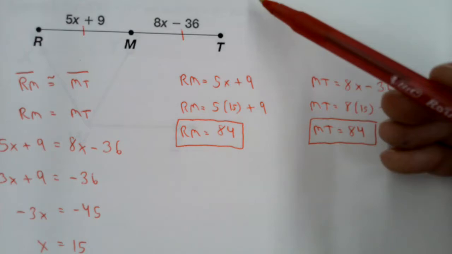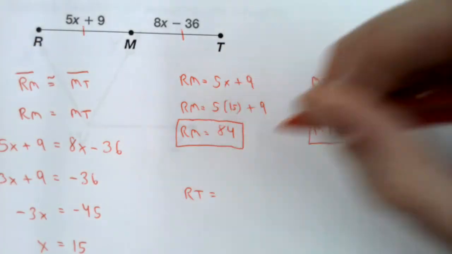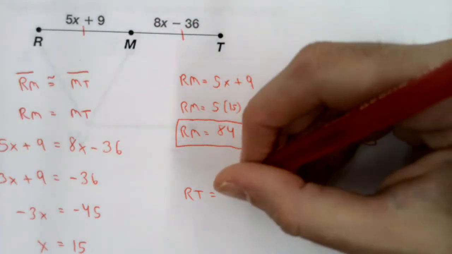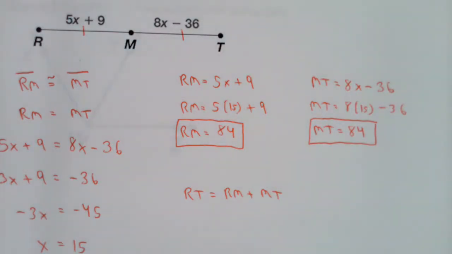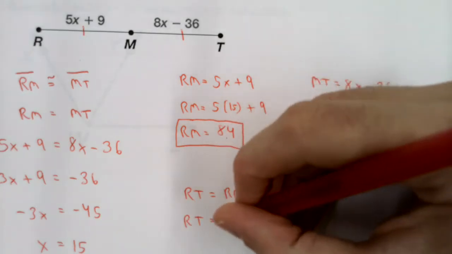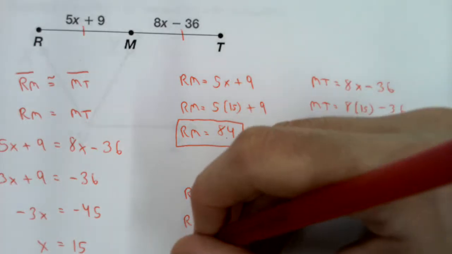And now finally we have to find RT. That might look a little tricky, but if you think about it, RT is just RM plus MT using the segment addition postulate. So RT is simply 84 plus 84, which is 168.